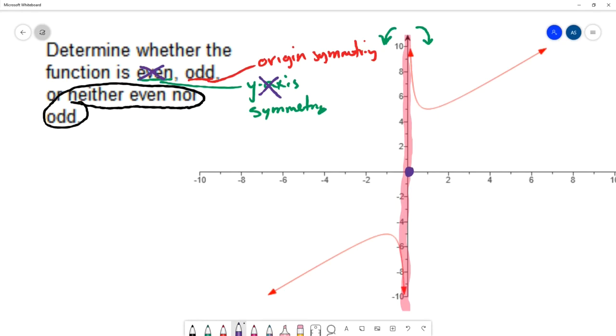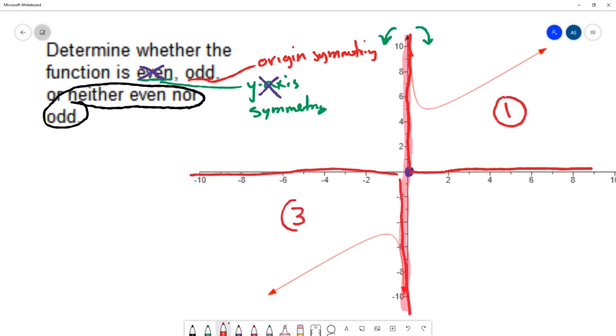And when you have origin symmetry, you are going to have symmetry in the opposite quadrant. So you're looking for in quadrant 1 to have a mirror in quadrant 3. So you're looking in these opposite quadrants over the origin to see if you have a mirror image. You also want to look in quadrant 2 to see if you have a mirror image in quadrant 4. So you're looking in those opposite quadrants.